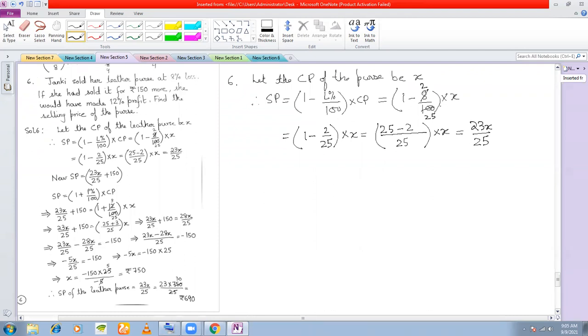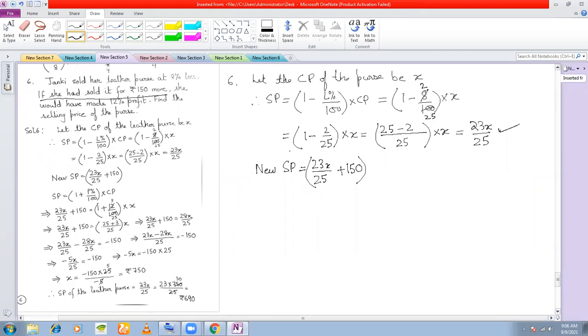Now we have found out the selling price, assuming that the cost price of the purse is X. This is the price at which she is buying. Now she wants to sell this purse for 23x by 25. The question says, if she had sold it for rupees 150 more, so what is the new selling price? It is 23x by 25 plus 150.